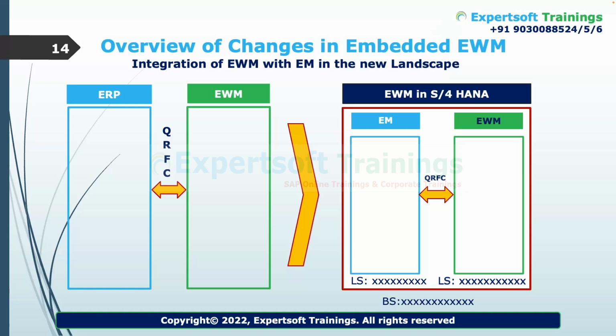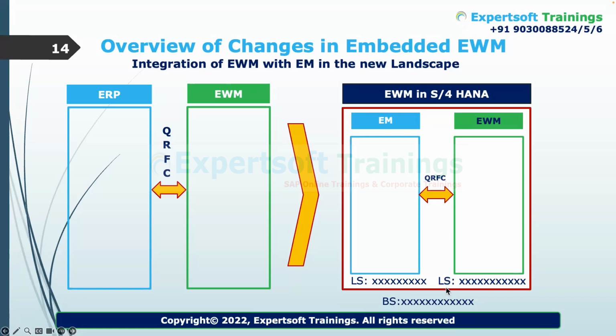A lot of times I get this question from people who are new to this: why is this module called embedded? Why are MM, SD, PP, QM not called embedded? Because they all come under your S4 HANA logical system. But EWM was never meant for S4 HANA. It was meant for SCM. So they just picked that whole piece of code and put it in S4 HANA, or embedded it. That's why it is called embedded.